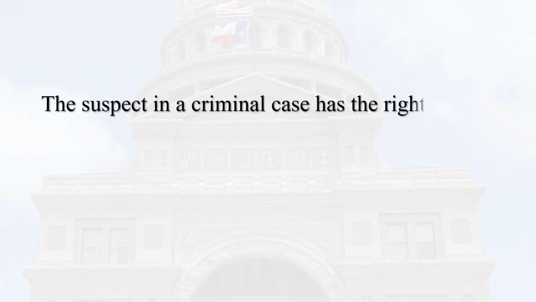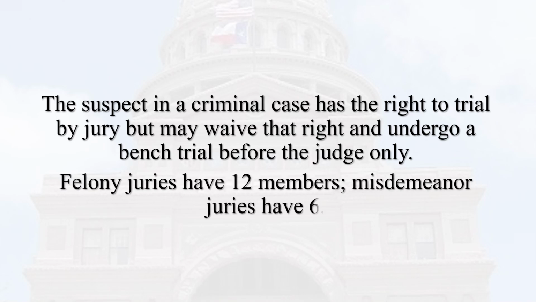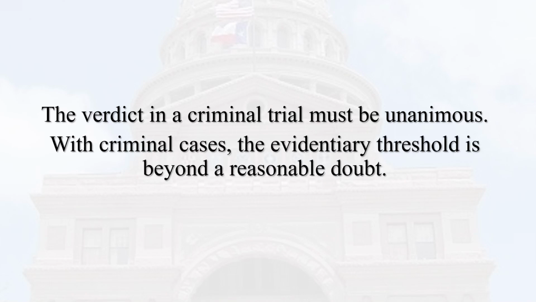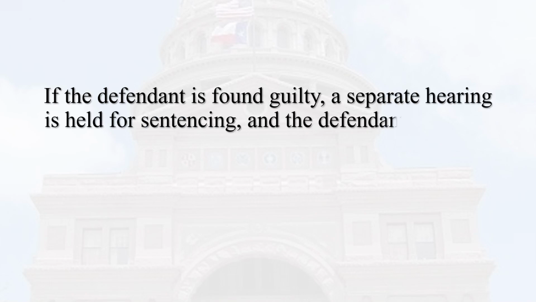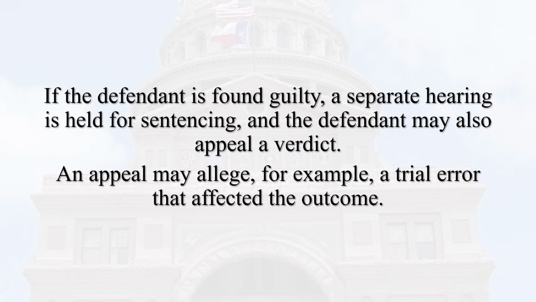The suspect in a criminal case has the right to trial by jury, but they may waive that right and undergo a bench trial before the judge only. Felony juries have 12 members, misdemeanor juries have 6. The verdict in a criminal trial must be unanimous. With criminal cases, the evidentiary threshold is beyond a reasonable doubt. If the defendant is found guilty, a separate hearing is held for sentencing, and the defendant may also appeal a verdict. An appeal may allege, for example, that a trial error that affected the outcome occurred.